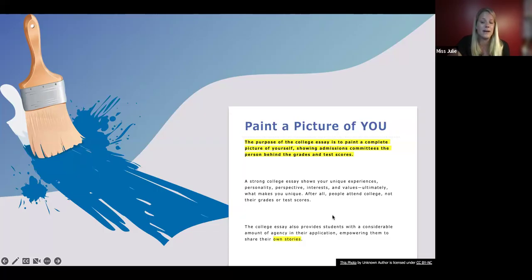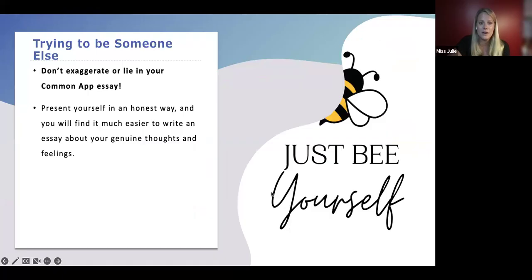The college essay also provides students with a considerable amount in their application, empowering them to share their own stories. I like this little picture, just be yourself. That's a very good thing to remember, and something that maybe you've heard the whole way back since kindergarten, right? But don't exaggerate or lie in your Common App essay.